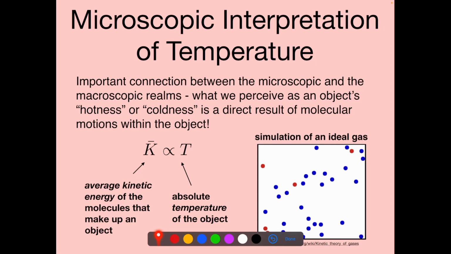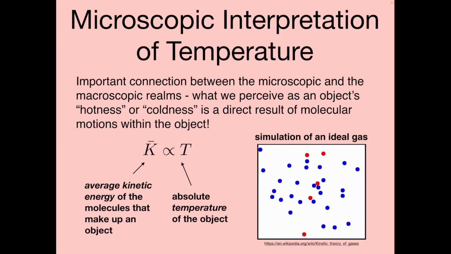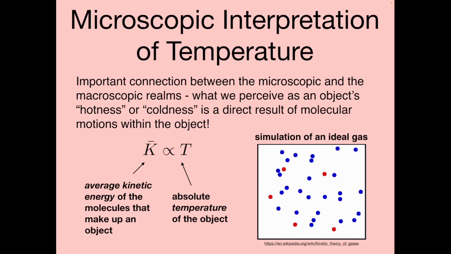What we perceive as hotness or coldness, what we perceive as the temperature of the object, is just a direct result of the random motions of the molecules in that object. So to get a better sense of this, let's take a look at this animation, which is going to show us a simulation of an ideal gas. So we can see these molecules are in constant and random motion, okay?